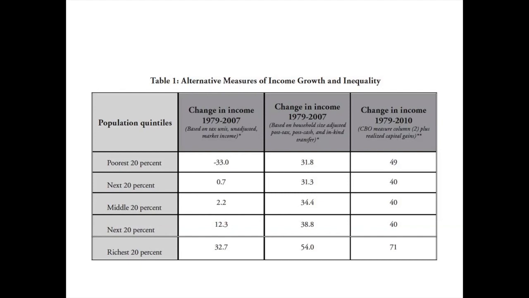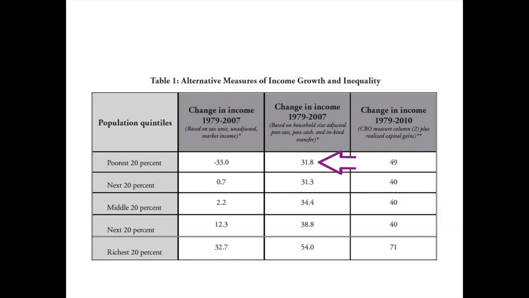Anyway, so this first thing gives the standard view that people have had. You look at the change in income from 79 to 2007 and look at market income, and the poorest 20% had theirs fall by 33%. And then look at the top, it went up 32.7%. But now, look at household size adjusted post-tax, so after you've subtracted taxes, but also post-cash and in-kind transfers. Because a lot of people in the bottom 20% are getting food stamps, welfare, housing subsidies, and so on. And then it looks very different.